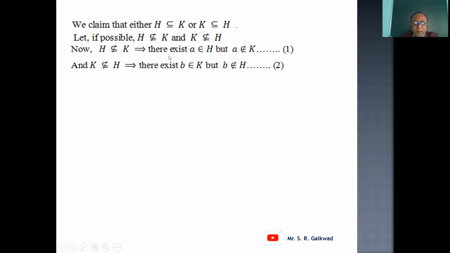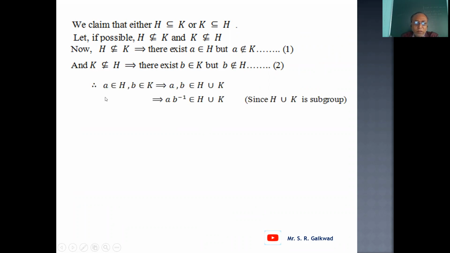Now, H is not a subset of K. It implies that there exists at least one element A which belongs to H but A is not in K. And K is not a subset of H. It means there exists at least one element B belongs to K but B is not in H. Now, A belongs to H, B belongs to K. Implies A, B belong to H union K.